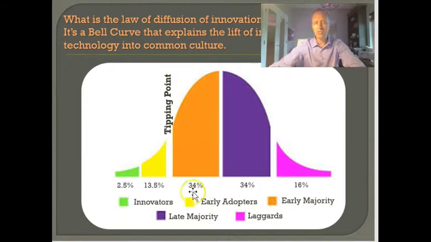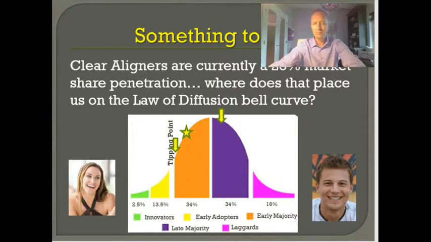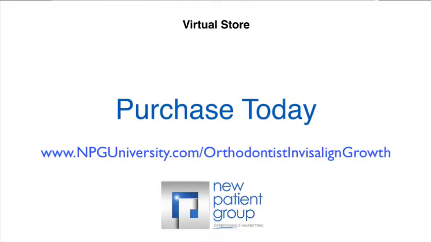I just wanted to use this to give us an idea of where clear aligners are right now. The first thing I'll point out is this star right here. Clear aligners are currently in North America at about a 25% market penetration. That means in the orthodontic community, for every 100 patients that start orthodontics, about 25 are being put into clear aligners. That's enormous growth from where it was just a few years ago, and 25% on this curve is right about where this star is.